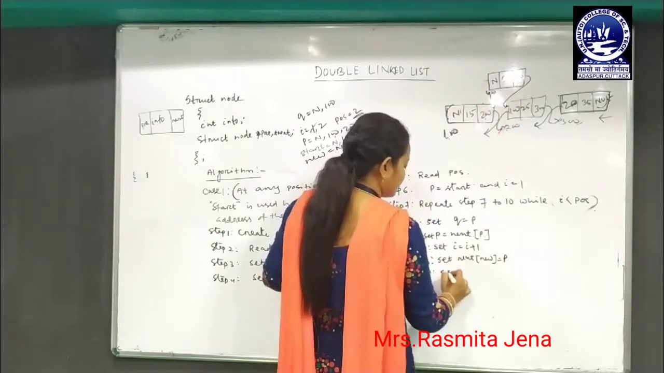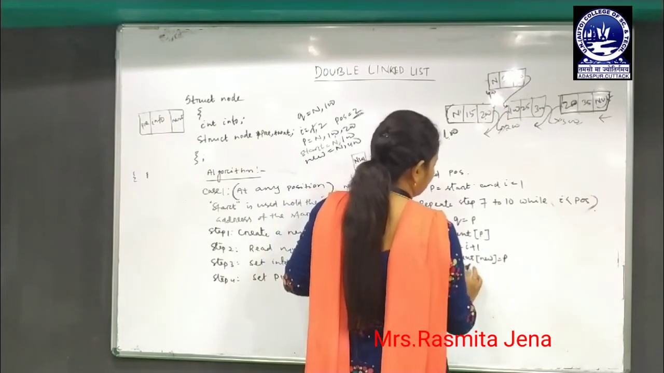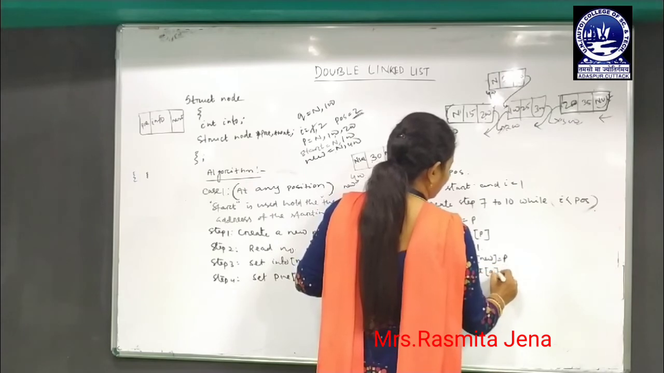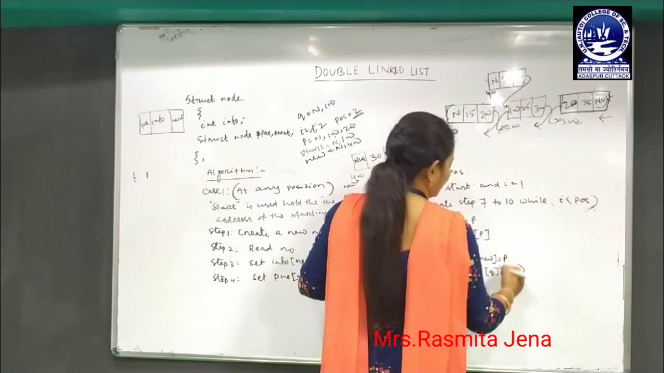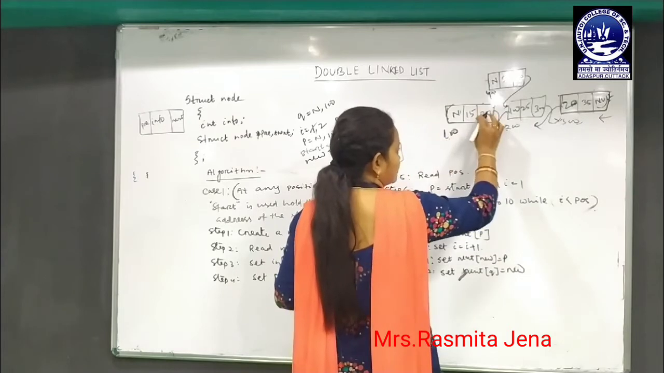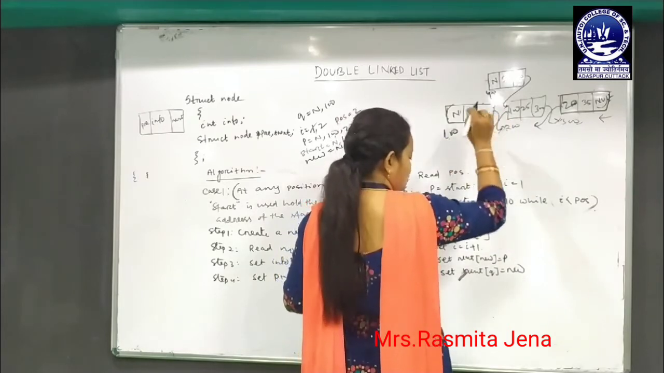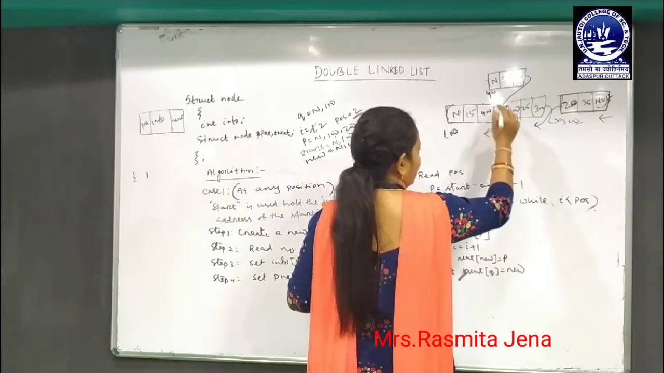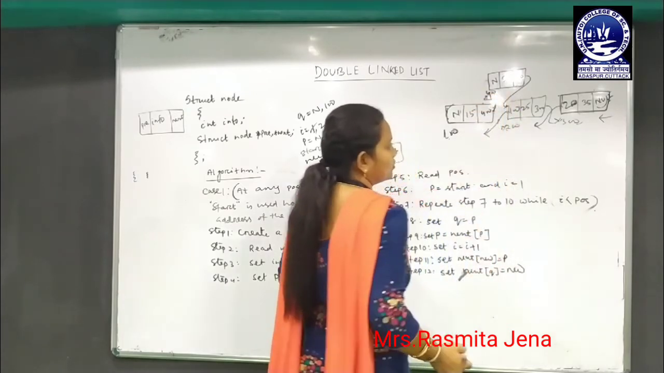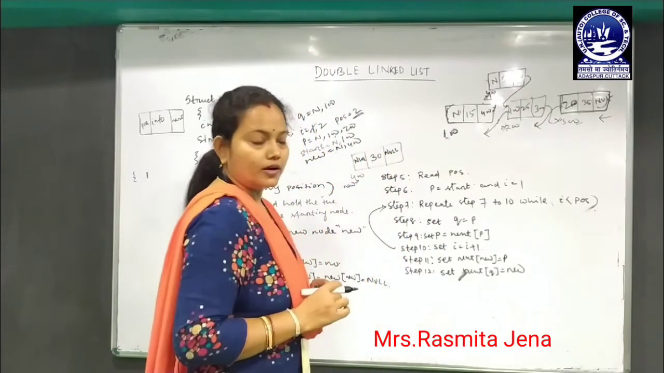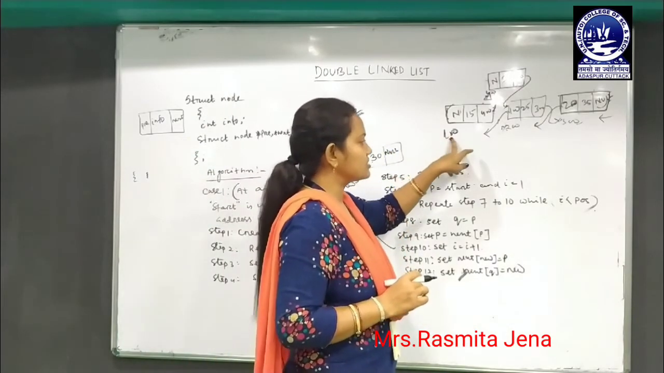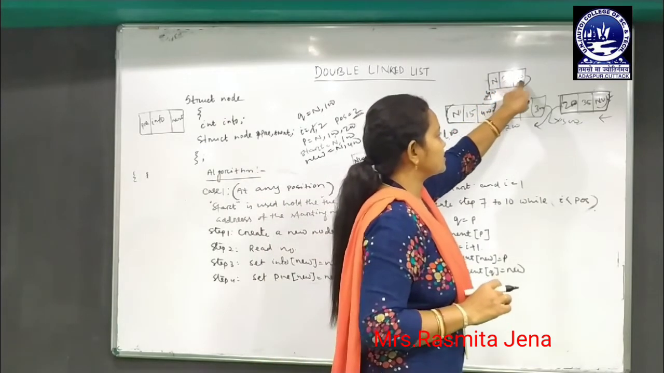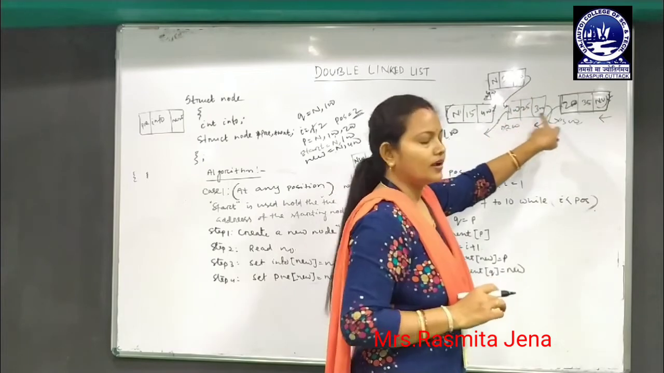So set the next of Q equals to new. Okay, that means at the 100 location, in the next part I will store new, that means 400. So this link is removed and this will point to this. So this is about your forward traversing. That means we will start traversing from this location. At the next part 400, then we traverse this node. At the next part 200, then we traverse this node and proceed.